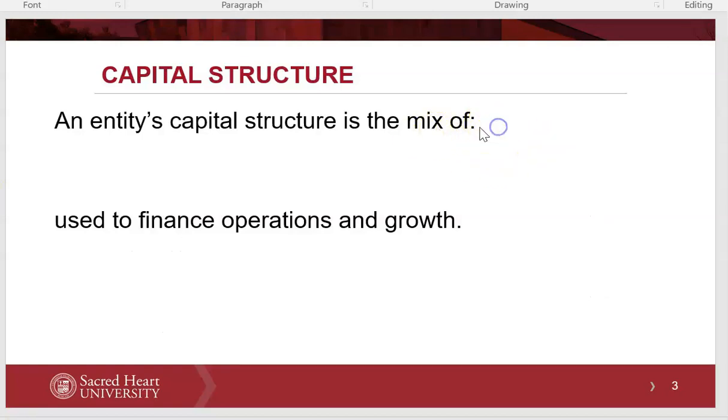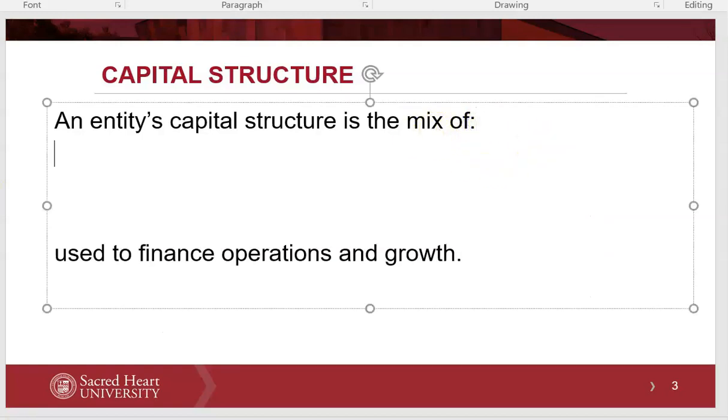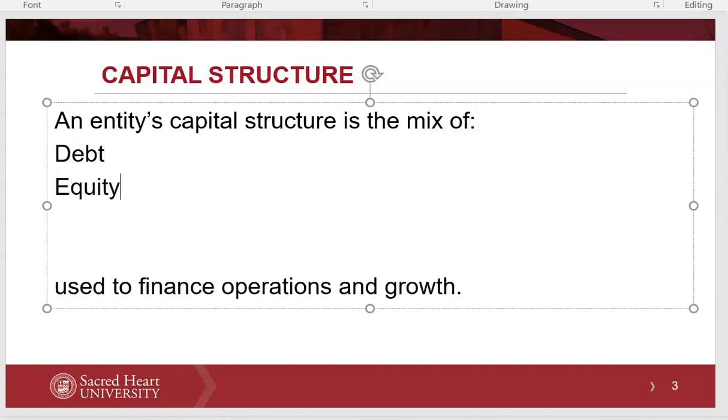An entity or company's capital structure is a mix of its use of debt and equity to finance operations. When we're talking about equity, of course, most equity is going to be common stock, but it can also refer to preferred stock. When we talk about debt, sometimes we talk about interest-bearing debt, those loans and bonds payable. Sometimes we're talking about total liabilities.